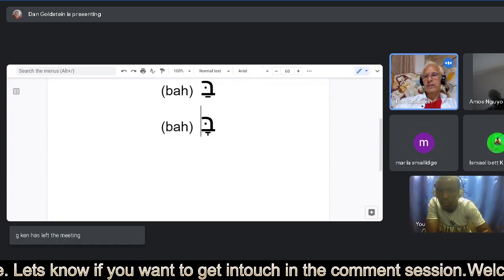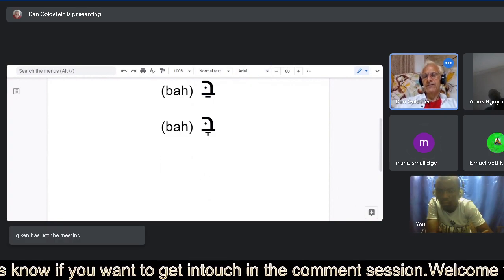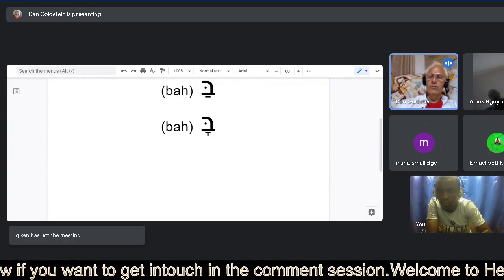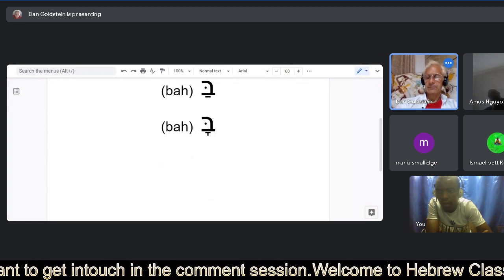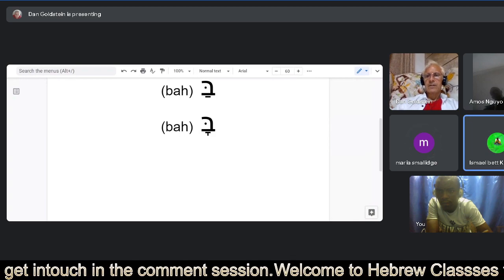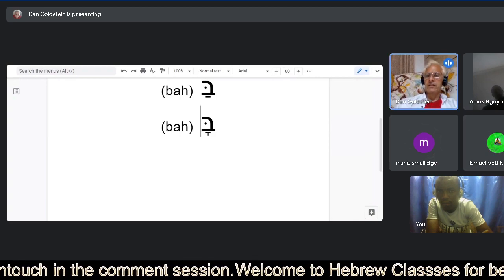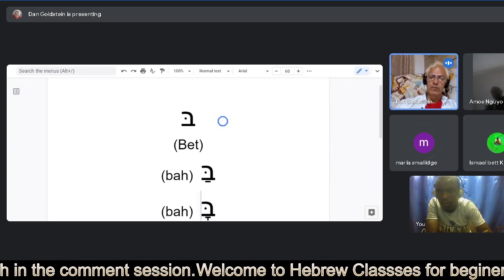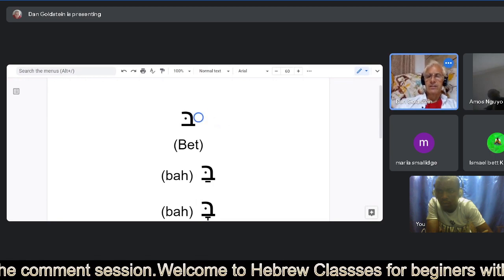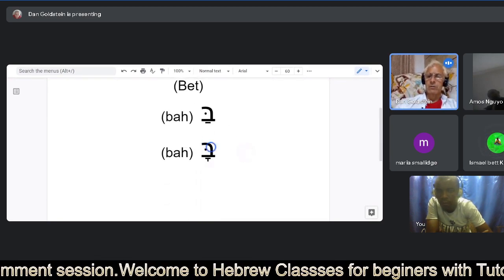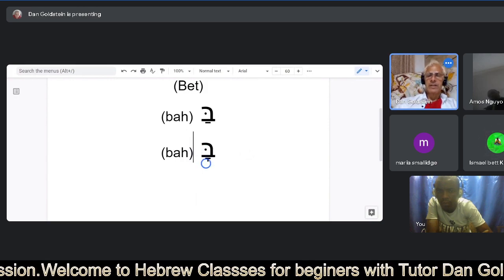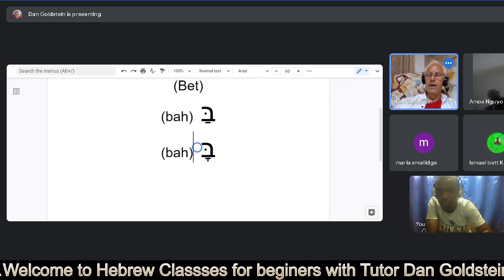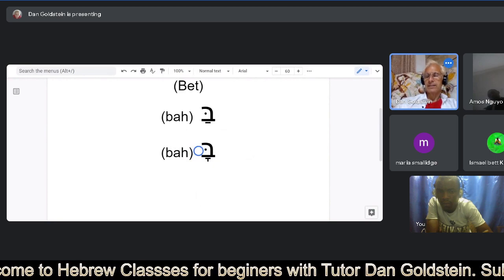Well done, Maria. So in the case of the aleph, there's no pronunciation. It's simply ah. But in the case of most other letters, we have a pronunciation for the consonant, which we combine with a vowel. In this case, it's the bet, which is the b, and the vowel, which is ah: ba. Once more, ba.